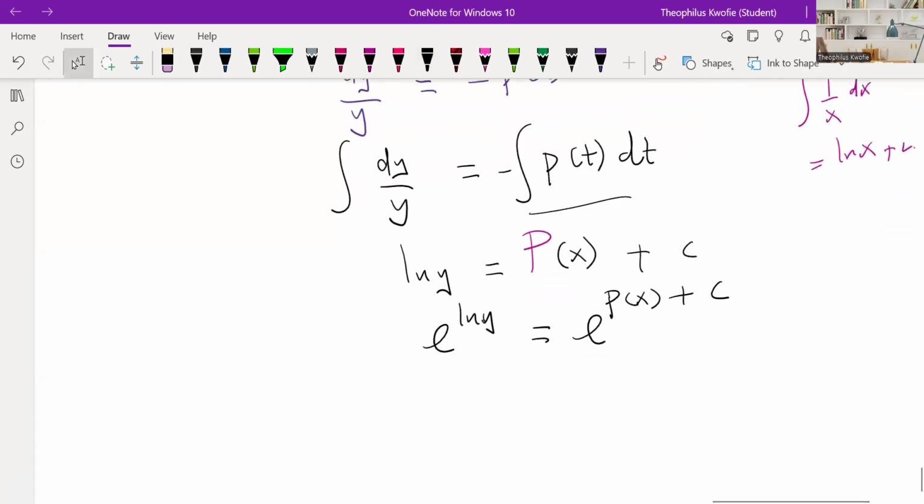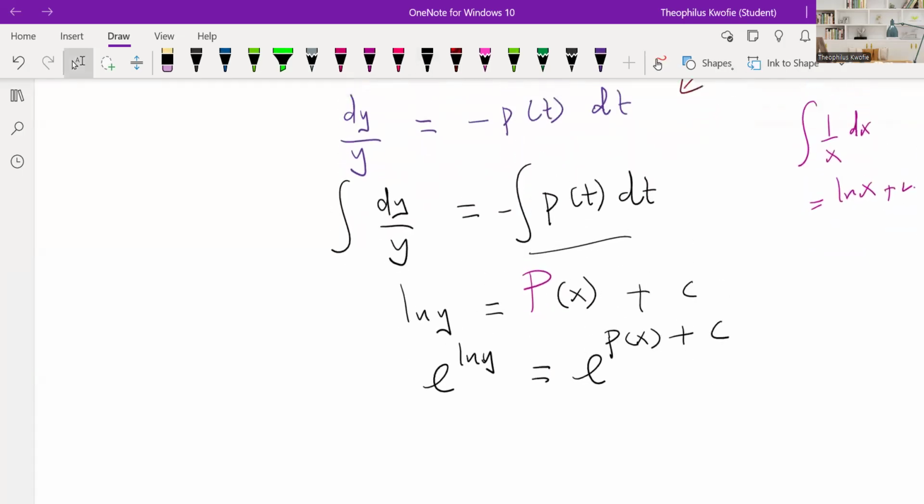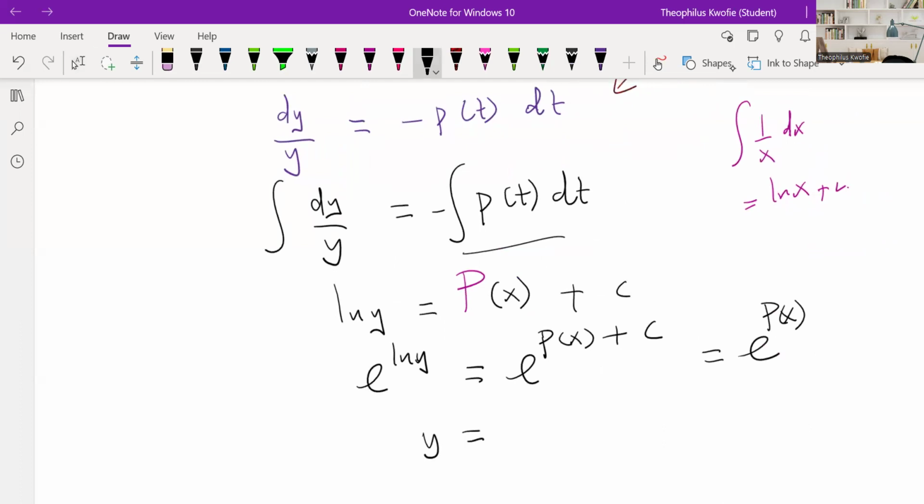Now I want to point out that the exponential function and the natural log are inverses of each other. So when that happens, the e and the natural log cancel themselves, and you have y dropping out. And over here, this can also be written as e to the power big P of x, times e to the power c.